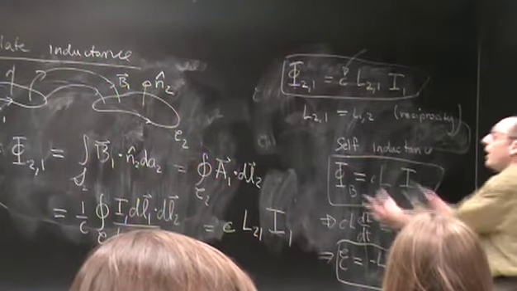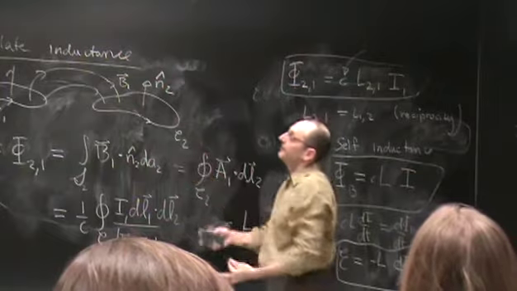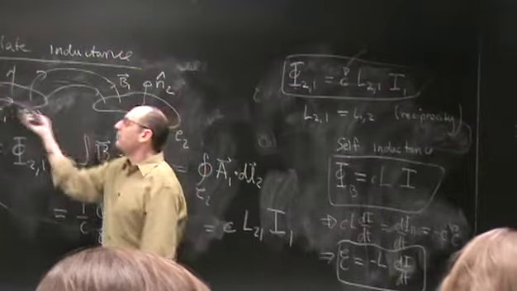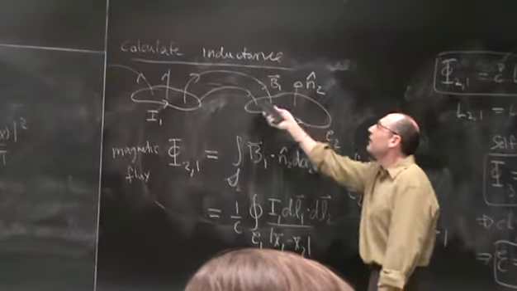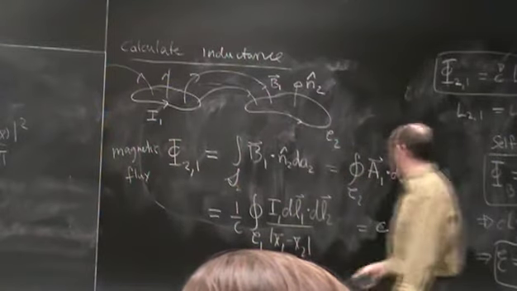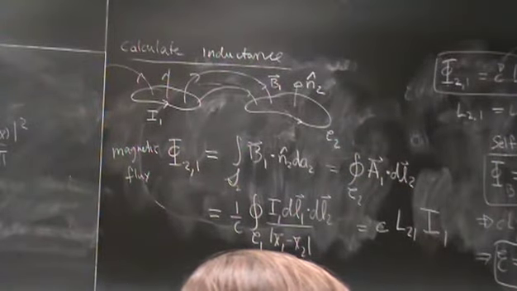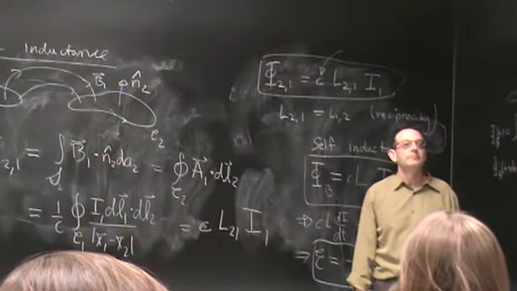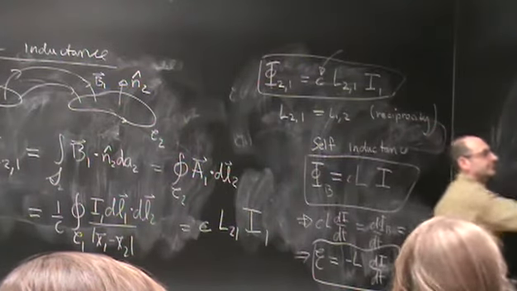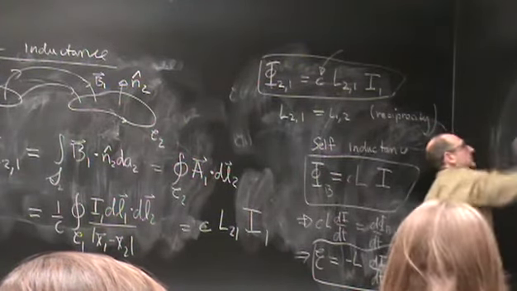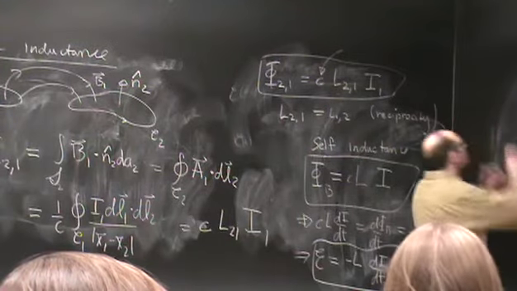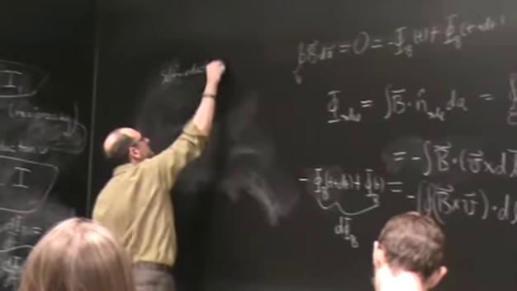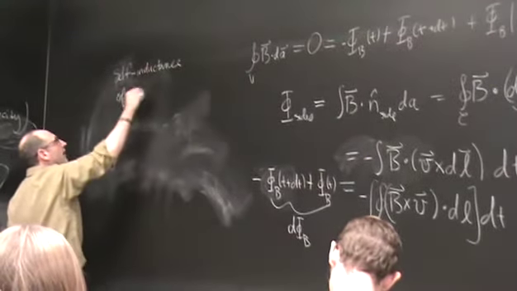So, the way in which one calculates inductance is you have some geometry, you apply a certain current, you then calculate what the flux is for that current, and the ratio between that flux and that current is C times the inductance. So let's do a quick example. Let's look at the self-inductance of a solenoid.